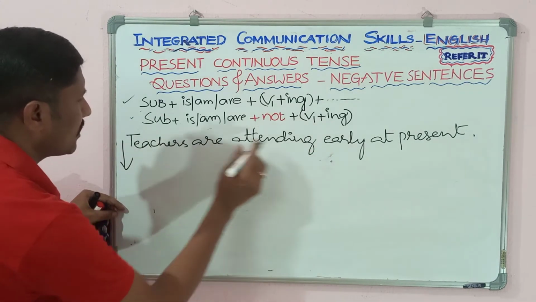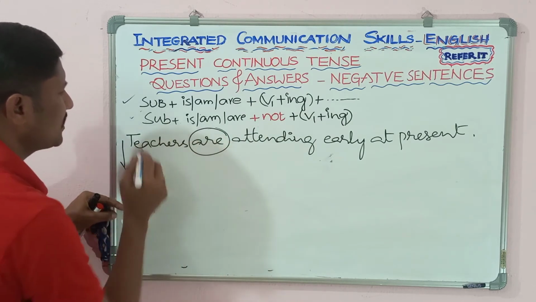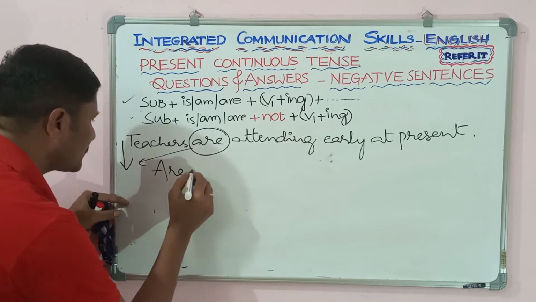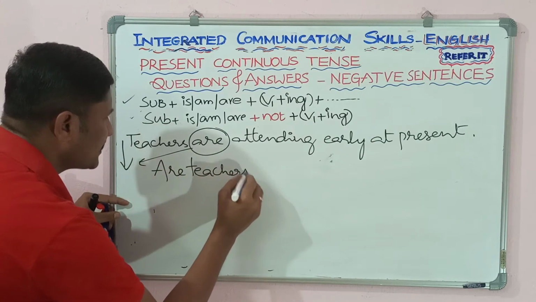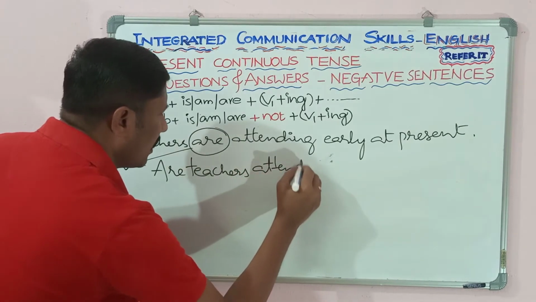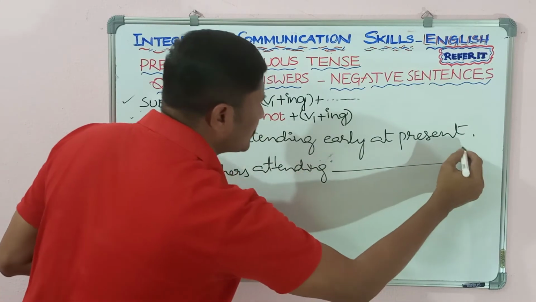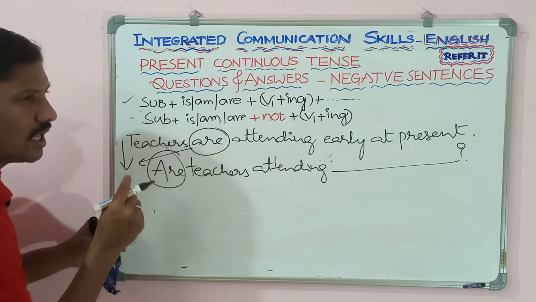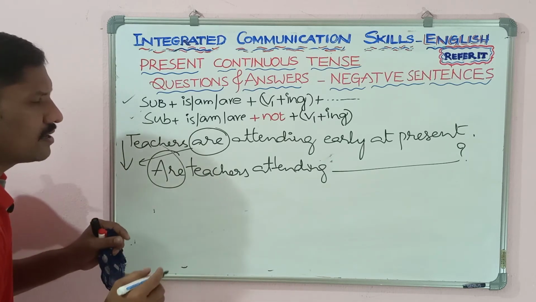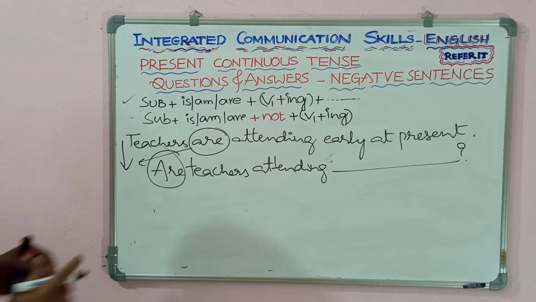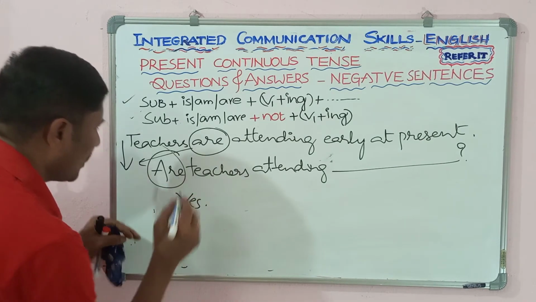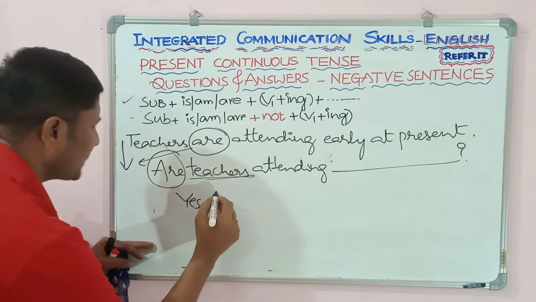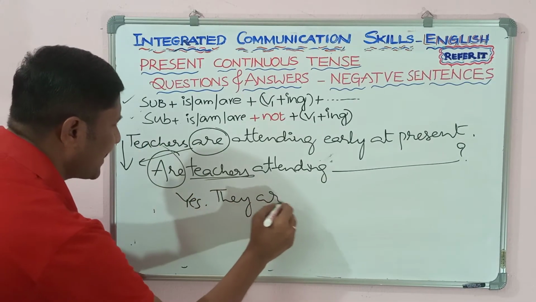So teachers are, come on, bring this are, the helping verb, to the beginning of the sentence. Are teachers attending early at present? This is the question. The question begins with helping verb. Then the answer will be single word answers. So yes. Then what should you write? Teachers is the plural. Instead of teachers, you have to write a pronoun. Yes, they are.